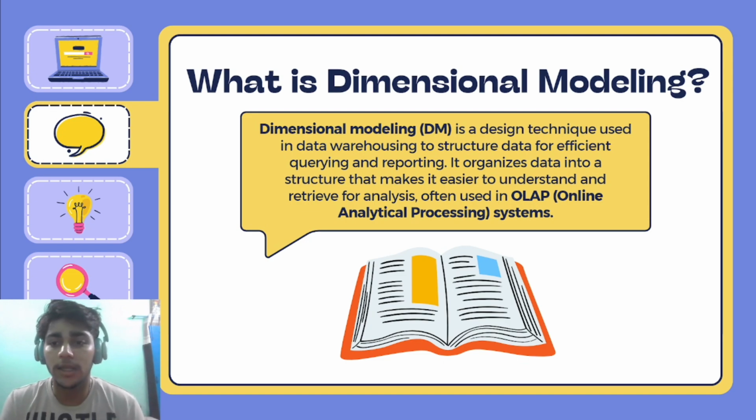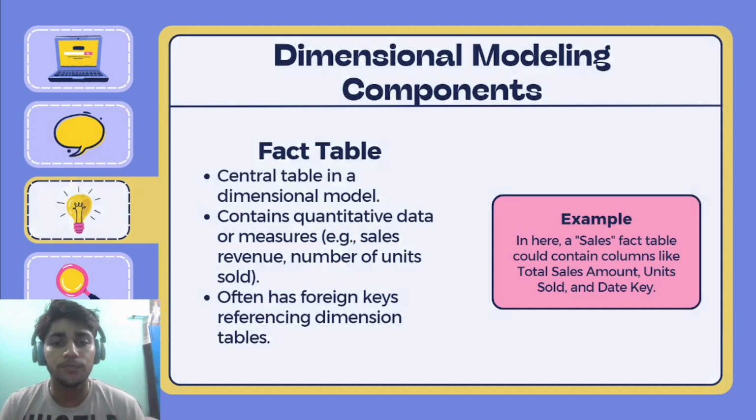Dimensional modeling is a design technique used in data warehousing to structure data for efficient querying and reporting. It is often used in OLAP also. It is a design technique in data warehouses by which we structure our data. It makes it easier to understand and retrieve data for analysis. So let's talk about its components. It is made up of several components.